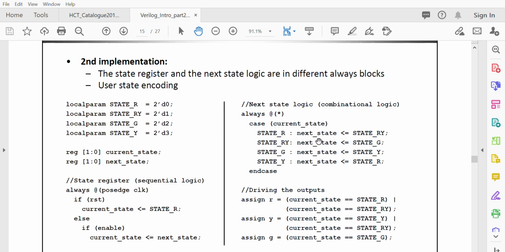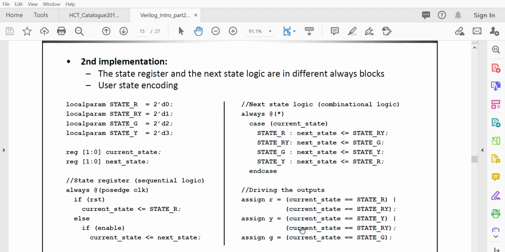And then what is next state, right? Next state is going to be a combinational circuit. A combinational circuit, if we are red, next state is red-yellow. If we are red-yellow, next state is green. If you are green, next state is yellow. If you are yellow, next state is red. Very simple.